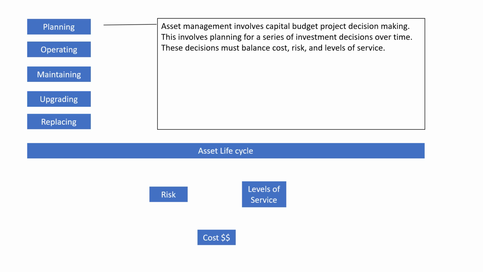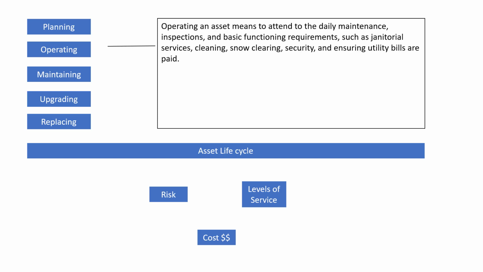And the next thing we'll talk about is operating. Operating an asset means all of the activities that you need to do on a daily basis to keep that building going and being useful. And these include daily maintenance, daily inspections, making sure that janitorial services are making it a nice working environment, other types of cleaning like windows, making sure that the snow is clear, that the building is safe and secure. And operating also means that the energy bills are getting paid and tracked. So all these daily activities would fall under operating.